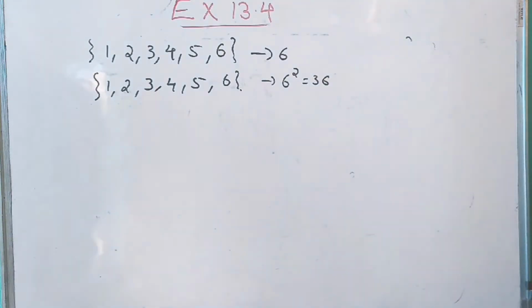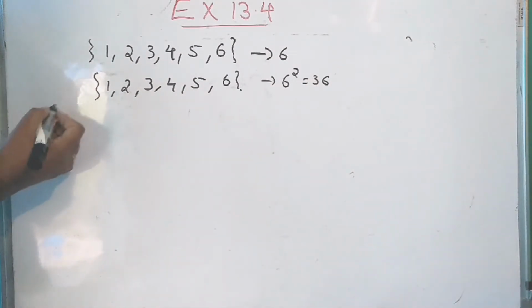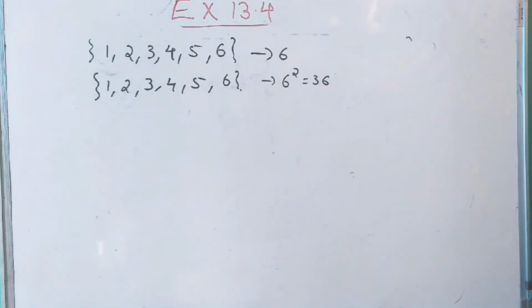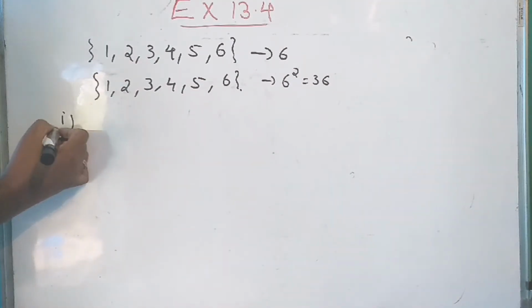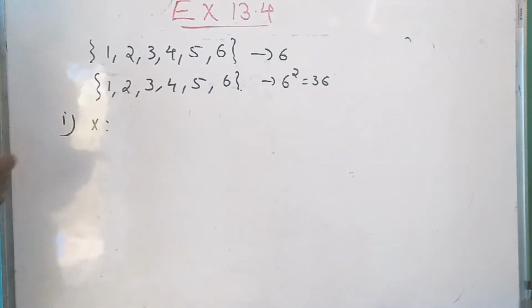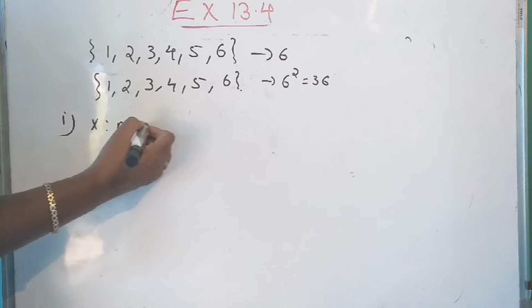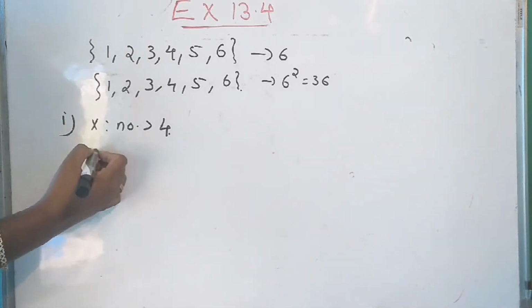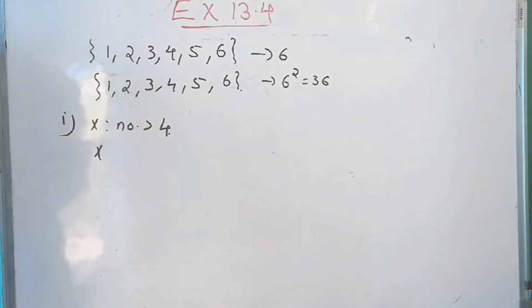Now we are going to define one random variable, capital X. Capital X is the random variable which denotes the number of outcomes greater than 4 in 2 tosses of a die. Then X takes the values.